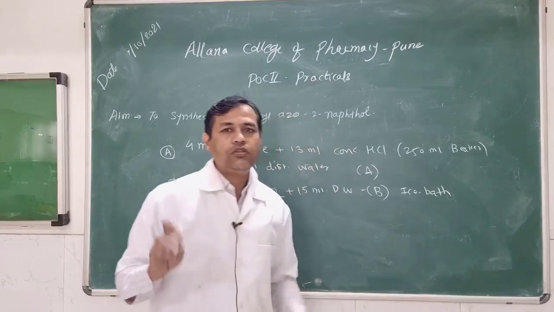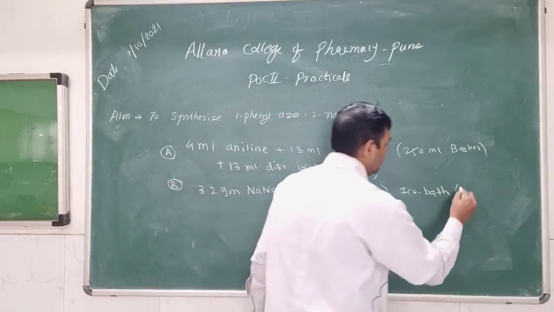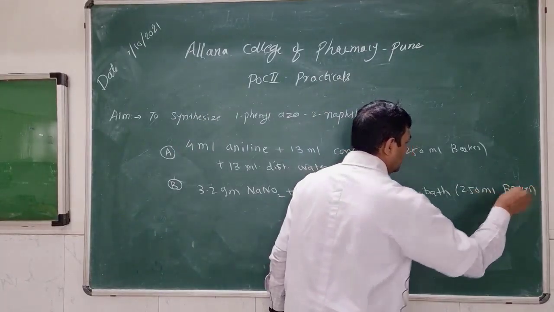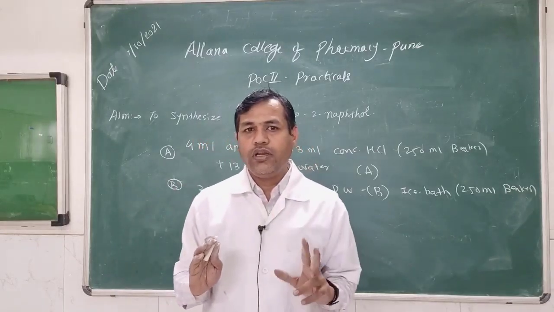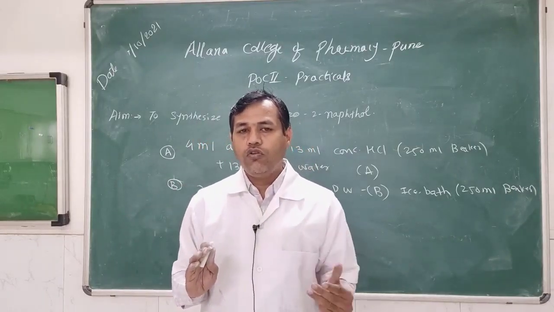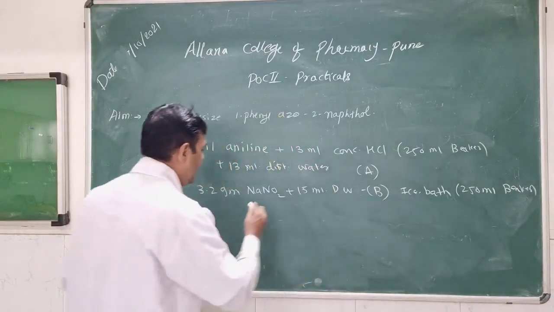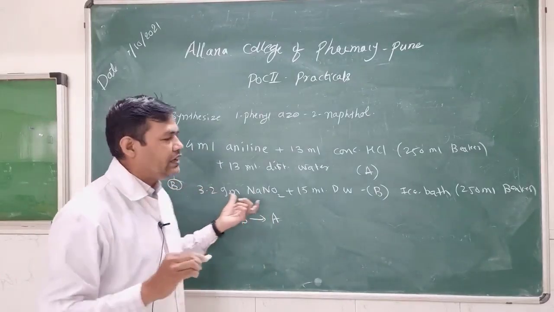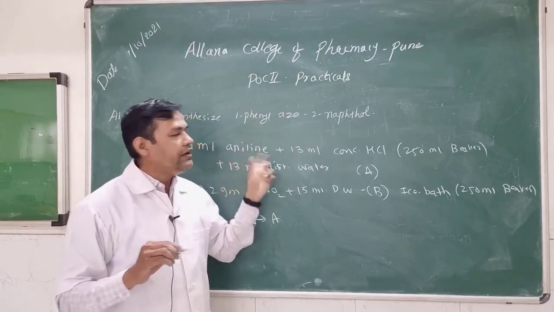Solution A, solution B, both separately we are keeping in the ice bath. You prepare this solution B also in a 250 ml beaker and keep it in the ice bath. Now temperature control is very important. So we have solution A and solution B. Now what you have to do? Step 3, add solution B to solution A. What is solution B? Sodium nitrite solution in distilled water. And what is solution A? That is aniline in hydrochloric acid.